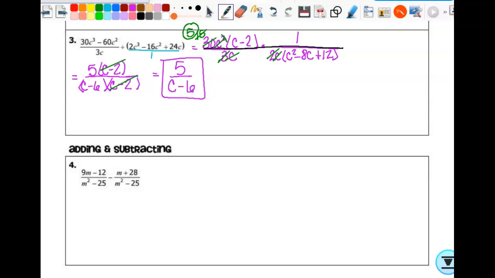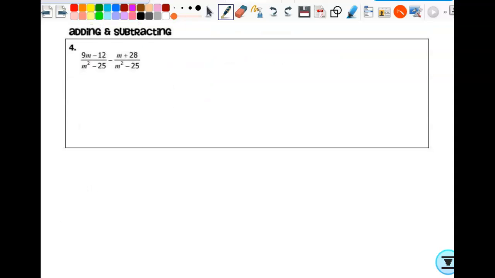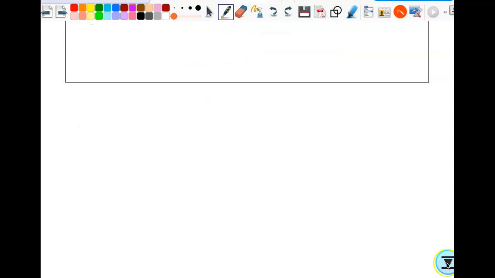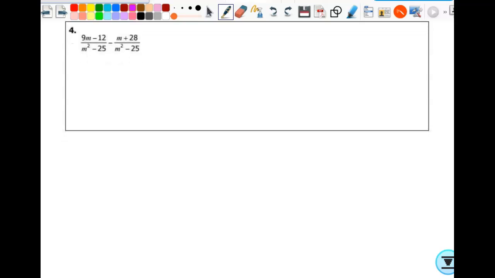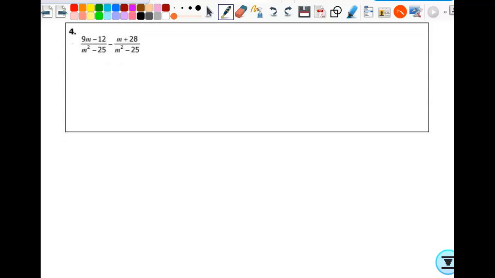Adding and subtracting. What do I need when I add and subtract fractions that I didn't need when I multiplied and divided? Common denominator. Do I have one in number 4? Yes. Okay? So I want you to think about this because I still see y'all do weird things with the denominators sometimes. Because I have a common denominator, when I actually subtract these, do I do anything with the denominator? No. You've been talking this way since kindergarten.